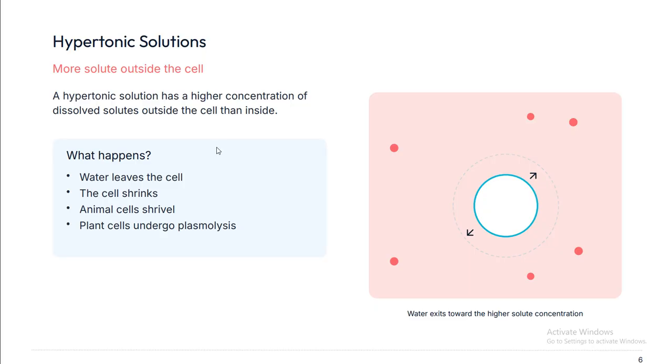But a hypertonic just simply says there's a higher concentration of solutes outside the cell than inside the cell, as you can see here. So the movement of water will go outside the cell to try to balance out the environment, so it's the same on both sides. And when that happens, the cell will shrink due to the water leaving the cell, and the animal cell will shrivel, and the plant cells will undergo plasmolysis, and we can go over that in another video. But we're just going over osmosis.